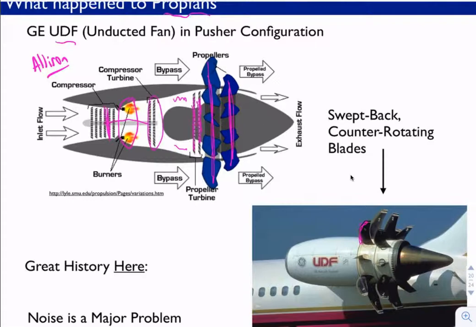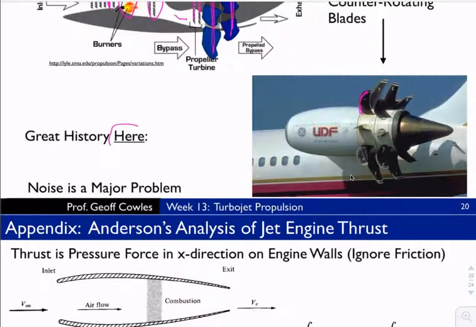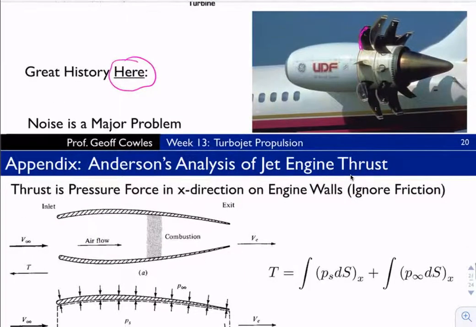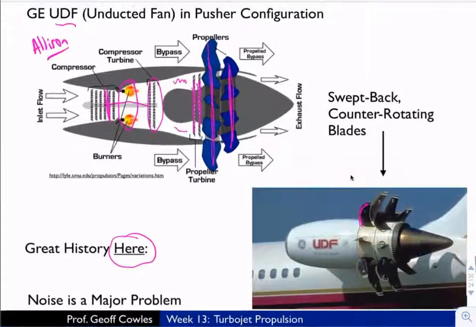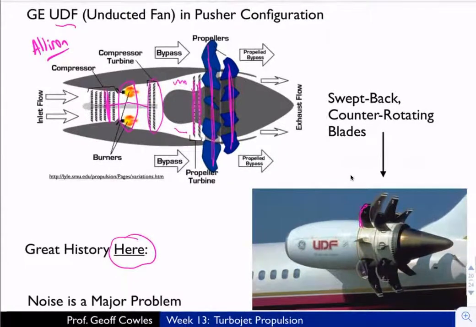And this concept was explored quite a bit, I believe, through the 80s, but never really took off because it was expensive to really change engine technology. I did put a link in the PDF to a nice history of this project. So I'm going to end there. The lecture notes have Anderson's analysis, if you want to look at it, of the thrust equation for engines using an actual control volume theory with momentum and continuity equations. And otherwise, that's all I wanted to say.